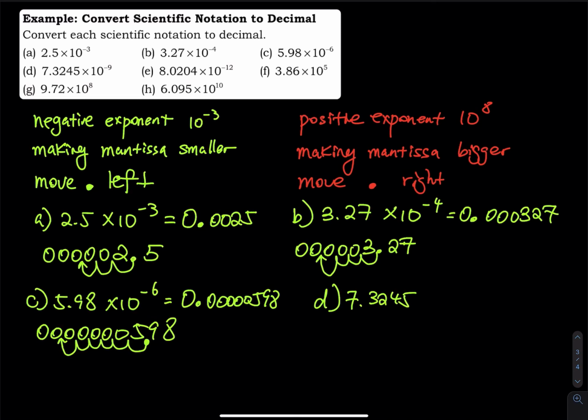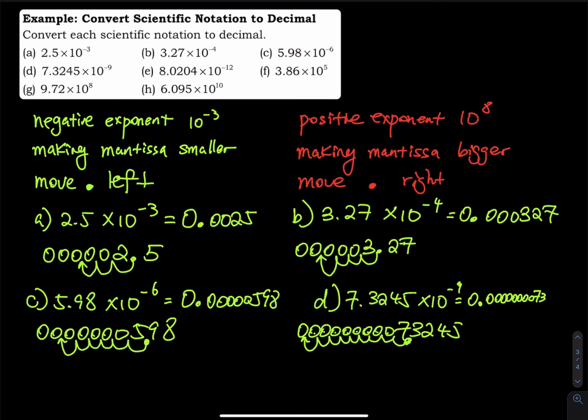7.3245 times 10 to the negative 9. So that is a negative exponent, making the mantissa smaller. So let's prepare the zeros. 73245. So let's start the move. 1, 2, 3, 4, 5, 6, 7, 8, 9. Okay. 0 point, how many? 1, 2, 3, 4, 5, 6, 7, 8, 8 zeros, then 7, 3, 2, 4, 5. All right, so that is part D.